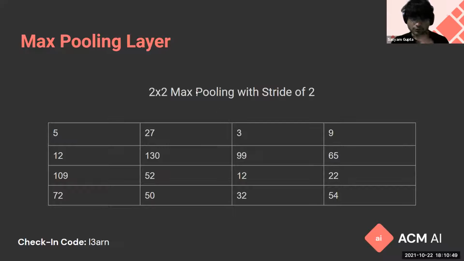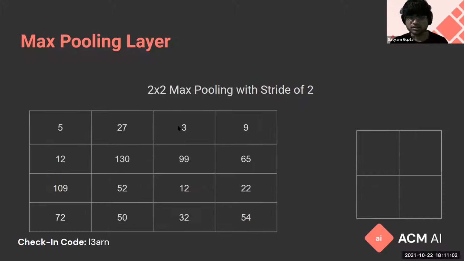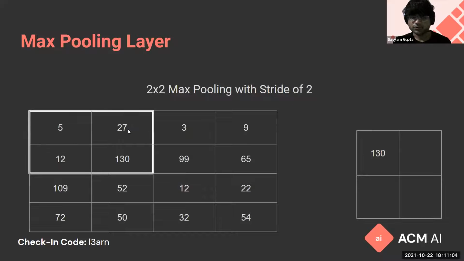So let's do a 2x2 max pooling layer demo. What a 2x2 max pooling layer means is that you're going to choose from 5, 27, 12, and 130. In this one, you have a stride of 2. That means at each step, or the next stride, you would move 2 pixels. So right now we did 5, 27, 12, and 130.